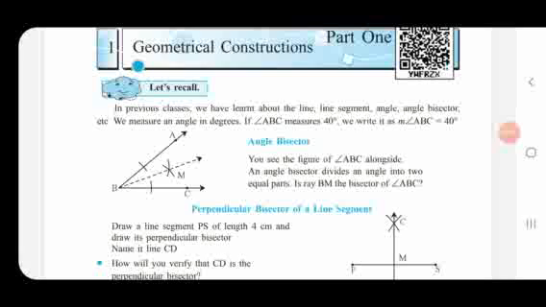Angle bisector means by drawing a bisector of angle, we are dividing the angle into two equal parts. Like that, perpendicular bisector of line segment means we are dividing the given line segment into two equal parts. How to draw this you have learnt last time.